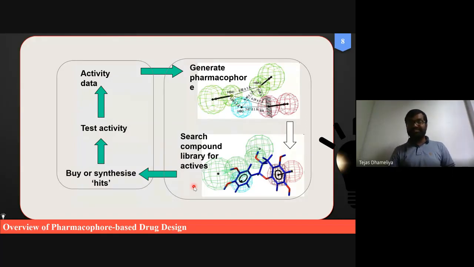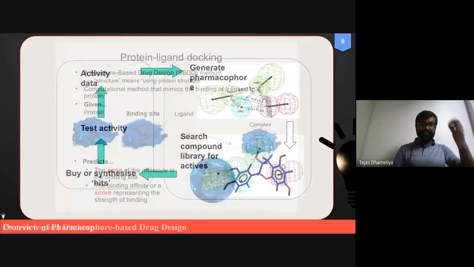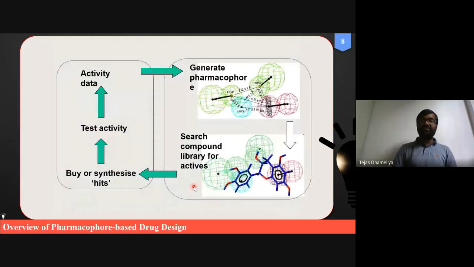The last example of this, which is a new one, is pharmacophore based drug design. So what is a pharmacophore? The dictionary definition of a pharmacophore is that it is a set of features within a molecule which can predict the biological activity of the compound. A set of chemical structures in a molecule that is responsible for the biological activity of a molecule.